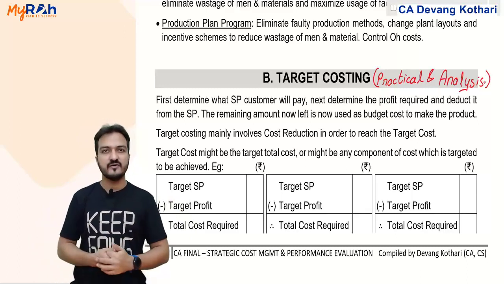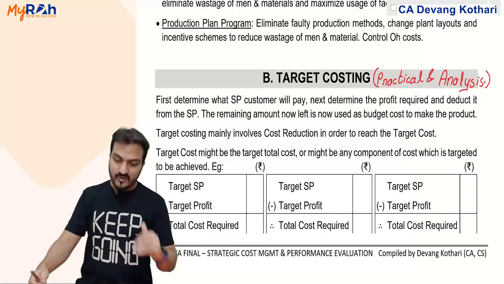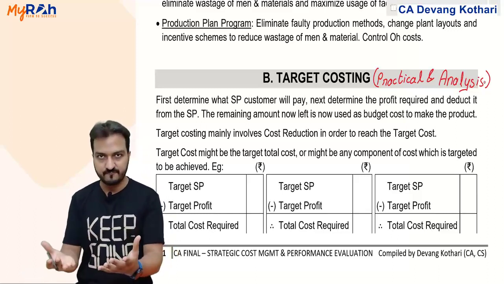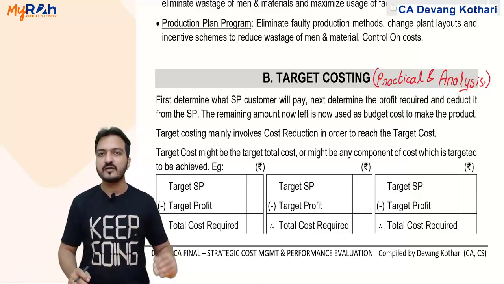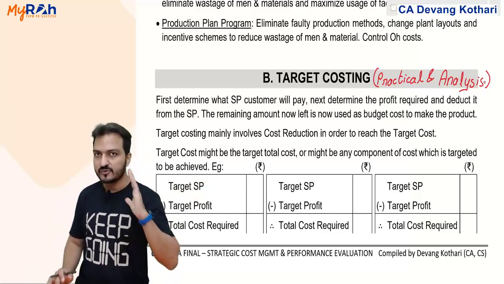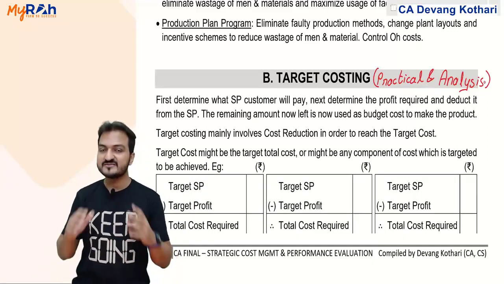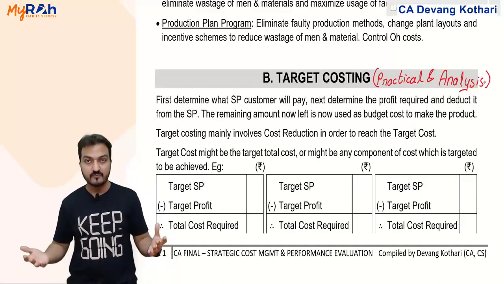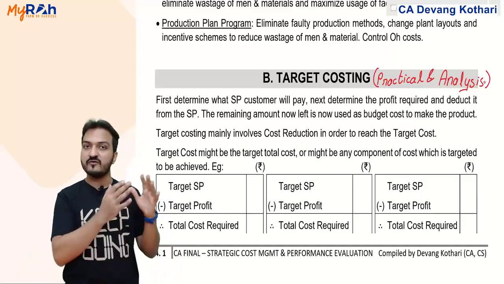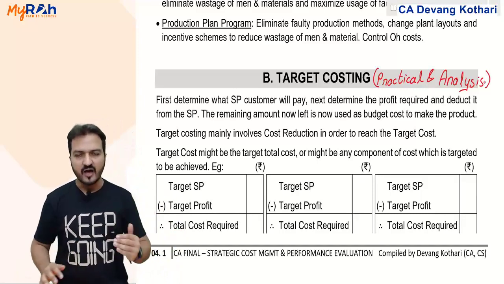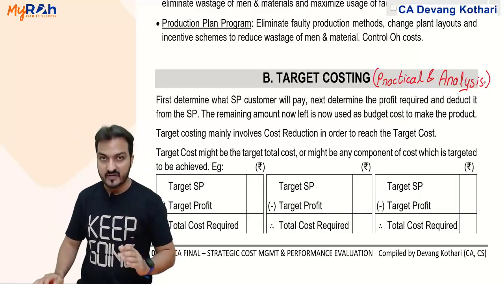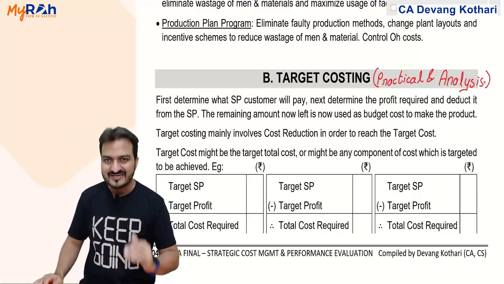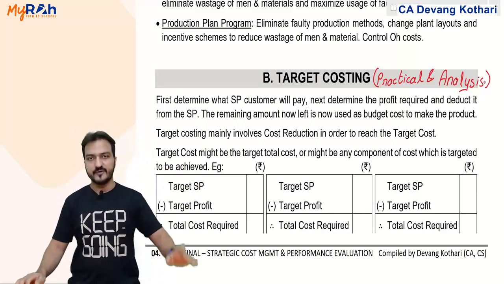So first, let us see the theory under target costing. What is target cost? Target cost means the cost which you wish to achieve. Why? Because there is a target selling price at which I need to sell. Look, all companies do not have the liberty of deciding their own selling price. Maybe my company is in very tough competition, so that I have to accept whatever is the market price. I have to keep my selling price equal to or lesser than the selling price of my competitor.